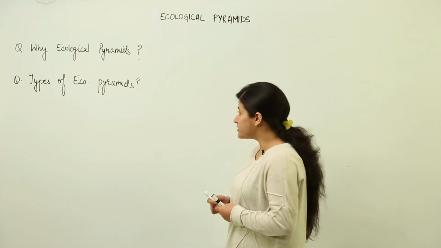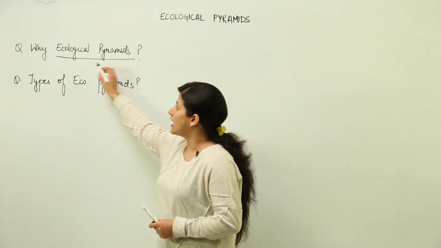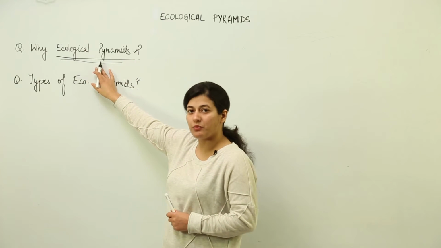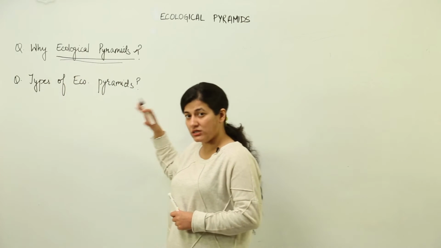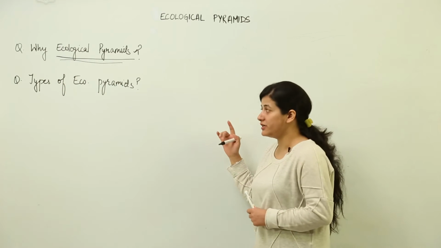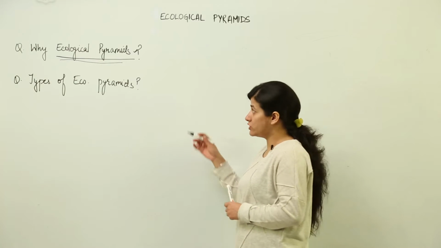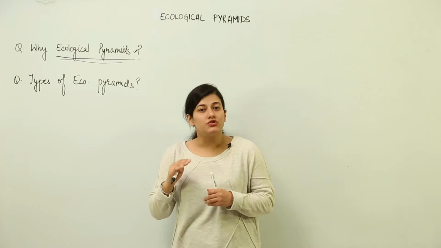So now what we are going to study is how the trophic composition of an ecosystem can be represented, that is with the help of an ecological pyramid. The question that comes to mind is what is the need of having an ecological pyramid, and then what is an ecological pyramid. For that you need to understand that an ecosystem has a trophic composition.